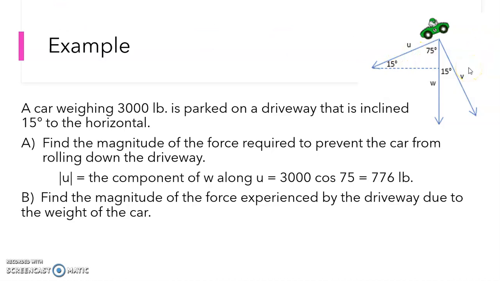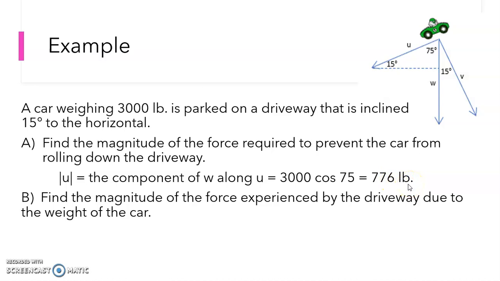To find the component of W along U, I used the magnitude of W, which is the 3,000 pounds that my car is. And I also used the angle between the two vectors, 75 degrees. So I know that that is 3,000 times the cosine of 75. So the component of W along U is 776 pounds.